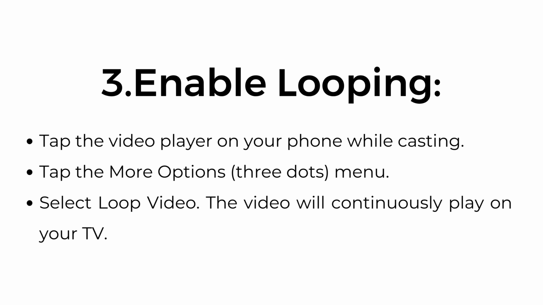Enable looping. Tap the video player on your phone while casting. Tap the More Options 3 dots menu. Select Loop Video. The video will continuously play on your TV.